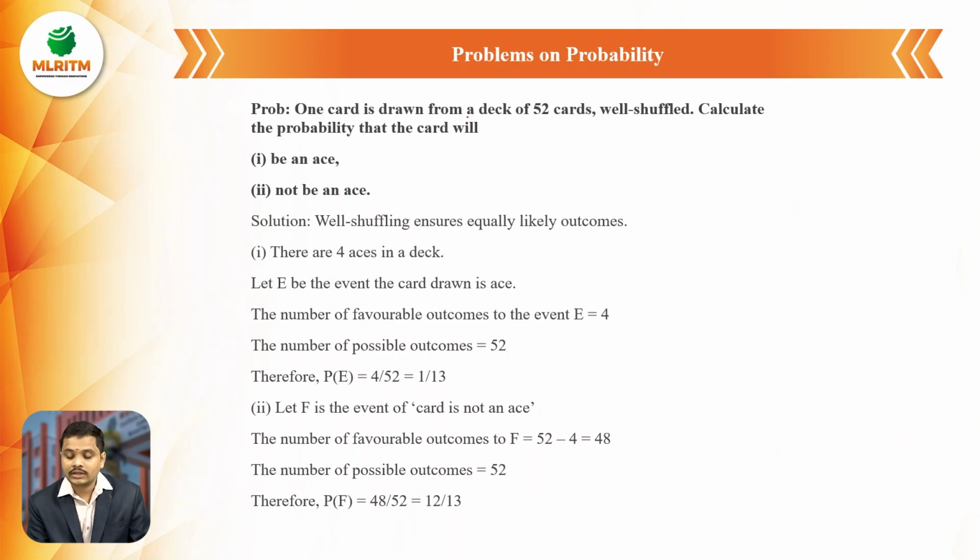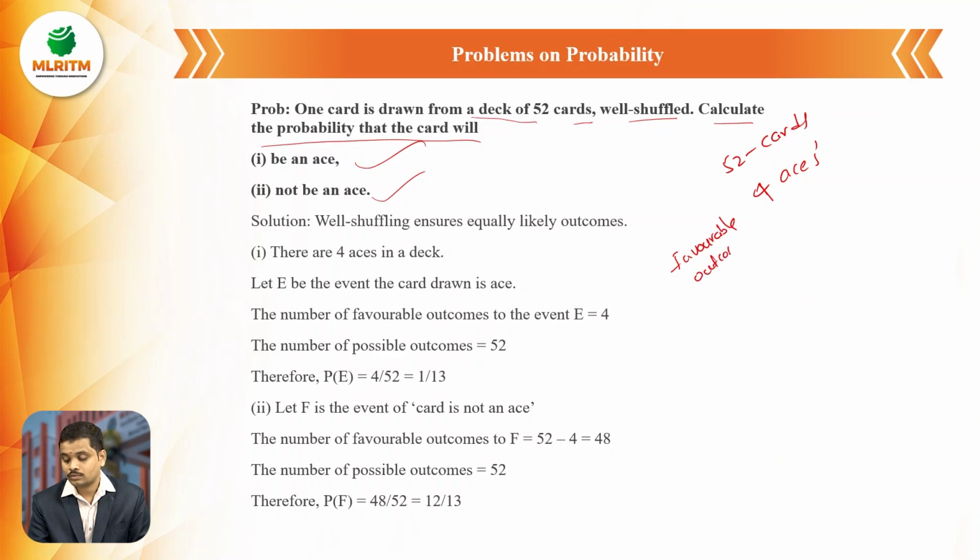Next problem: one card is drawn from a well-shuffled deck of 52 cards. Calculate the probability that a card will be an ace and will not be an ace. Simple. Out of 52 cards, how many aces are there? 4 aces. These are the favorable outcomes, and the total outcomes are 52. So the probability is 4 by 52, because there are 4 aces in a deck.